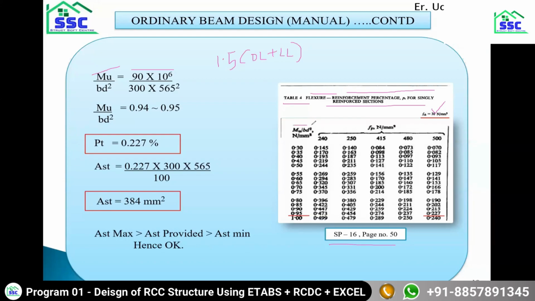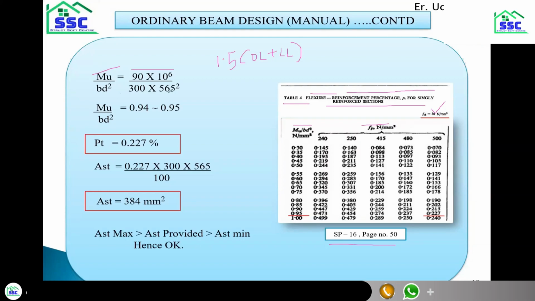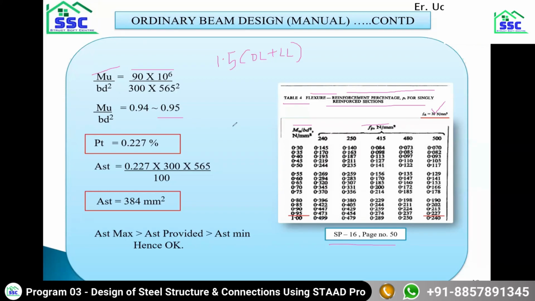On the left hand side of the table is the column of Mu by bd square, and on the right hand side we have fy, which is the yield stress of our steel rebar. Our Mu by bd square value comes out to be approximately 0.95. What is this Mu by bd square? Mu is your ultimate bending moment, which is the factored bending moment. 300 is the width of your beam, and 565 is the effective depth of your beam. If you calculate this equation, we get the value of Mu by bd square as approximately 0.95.